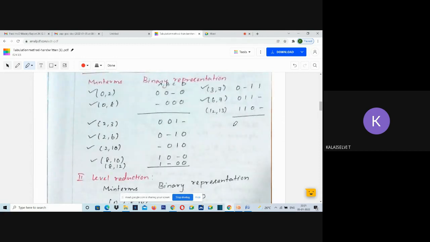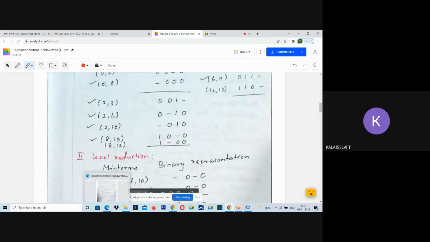The remaining combinations we are not able to group. For example, for 8 12 and 12 13, is there any possibility? It is not possible, because the hyphen is at the second position in the 8 comma 12 combination, whereas for the 12 comma 13 combination the hyphen occurs at the fourth bit position. So there will not be a combination of these two, so it is not possible.